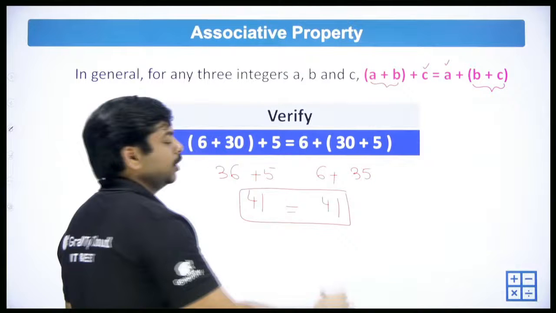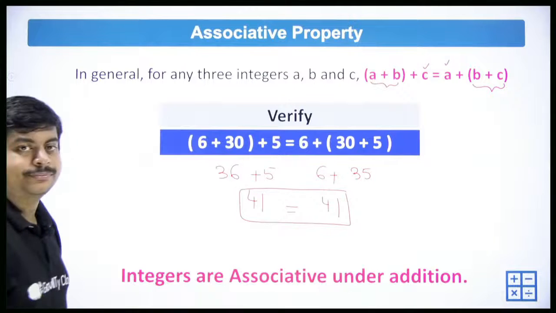They have the associative property under addition. Let us take one more question about that. So what is the next question? Minus 9 plus 11 plus minus 4, and minus 9 plus 11 plus minus 4.